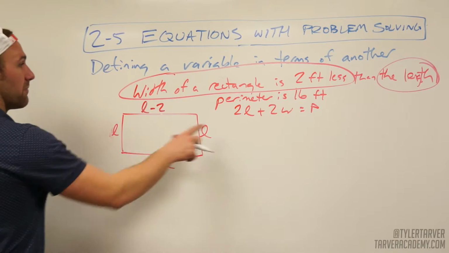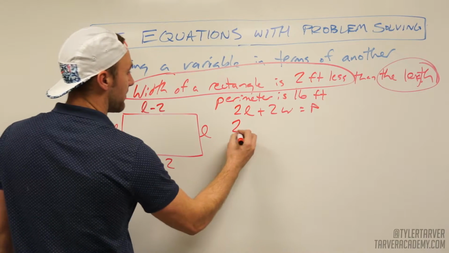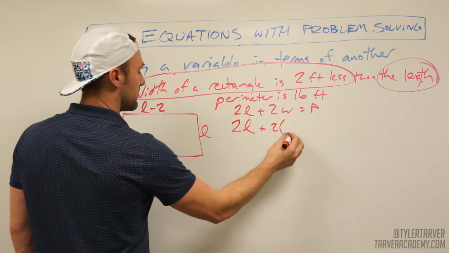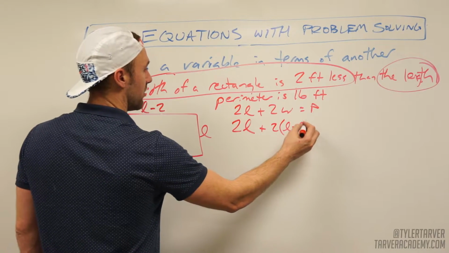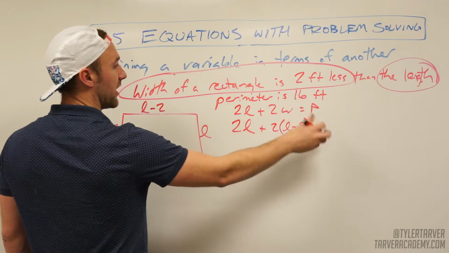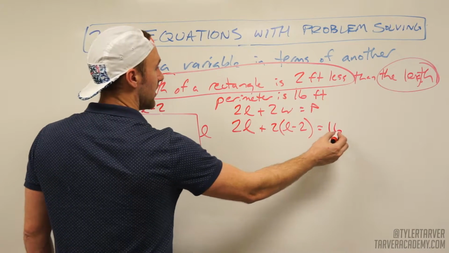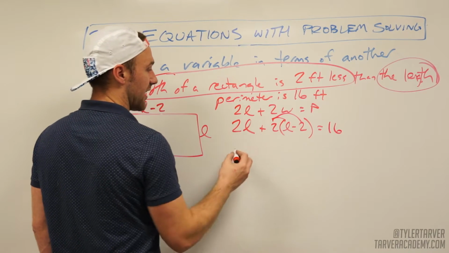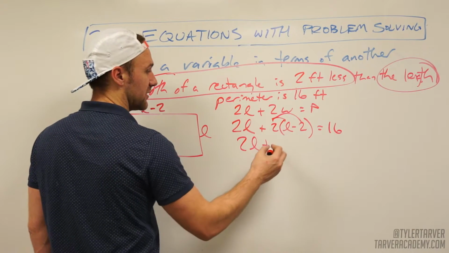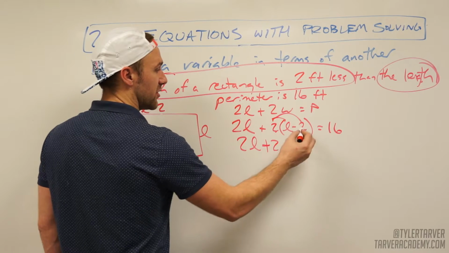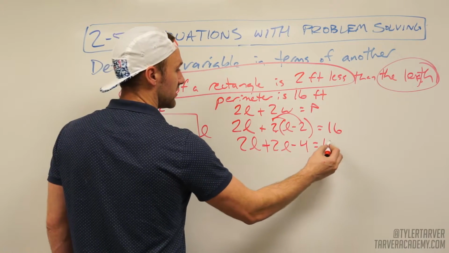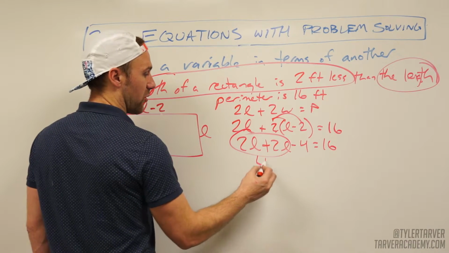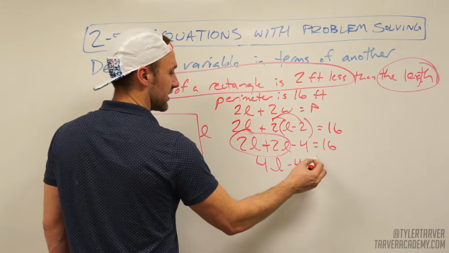So the length is L, so I'm just going to keep that: 2 times L, plus the width is L minus 2, so 2 times (L minus 2) equals, in my perimeter, plug in what you know. I know that's 16 to find what I don't know, which is L. Now I'm going to simplify. I'm going to distribute that there. I'm just going to bring that down. Plus 2 times L is 2L. And then 2 times negative 2 is negative 4 equals 16. I can simplify these. 2L plus 2L is 4L minus 4 equals 16.